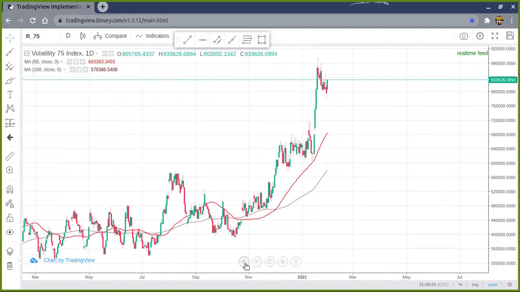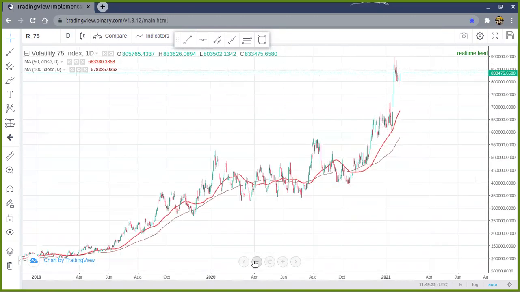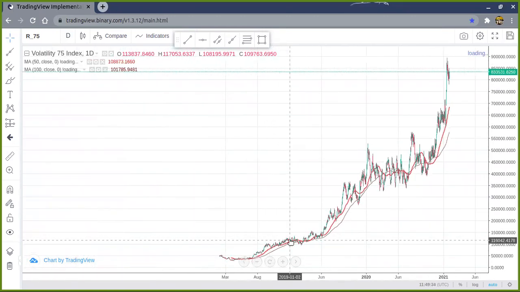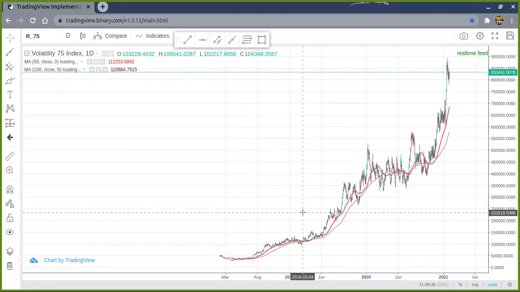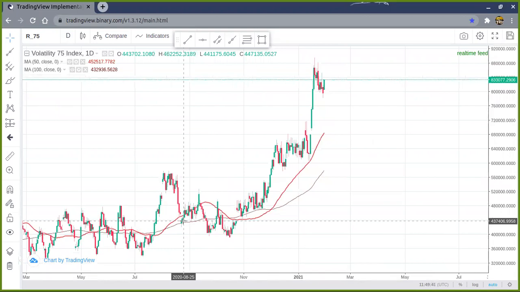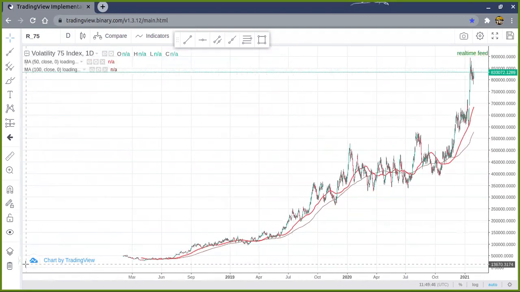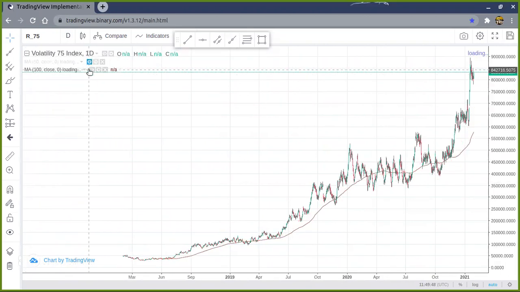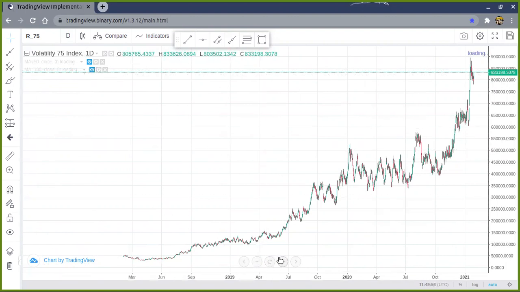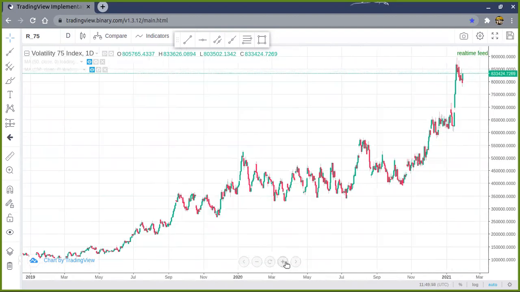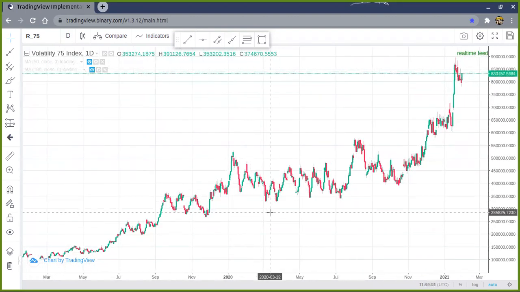As we can see, VIX 75 has been buying, it's been bullish all through. Okay, so this is how you analyze the VIX 75 without the indicators. Okay, so without indicators, we use price action and we use trend lines.